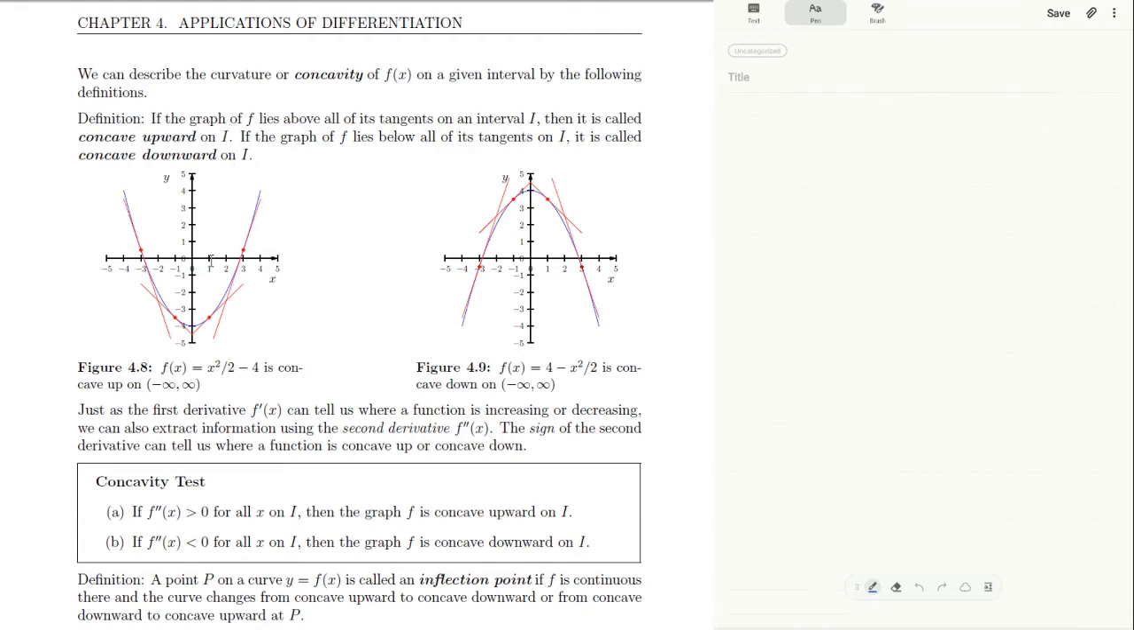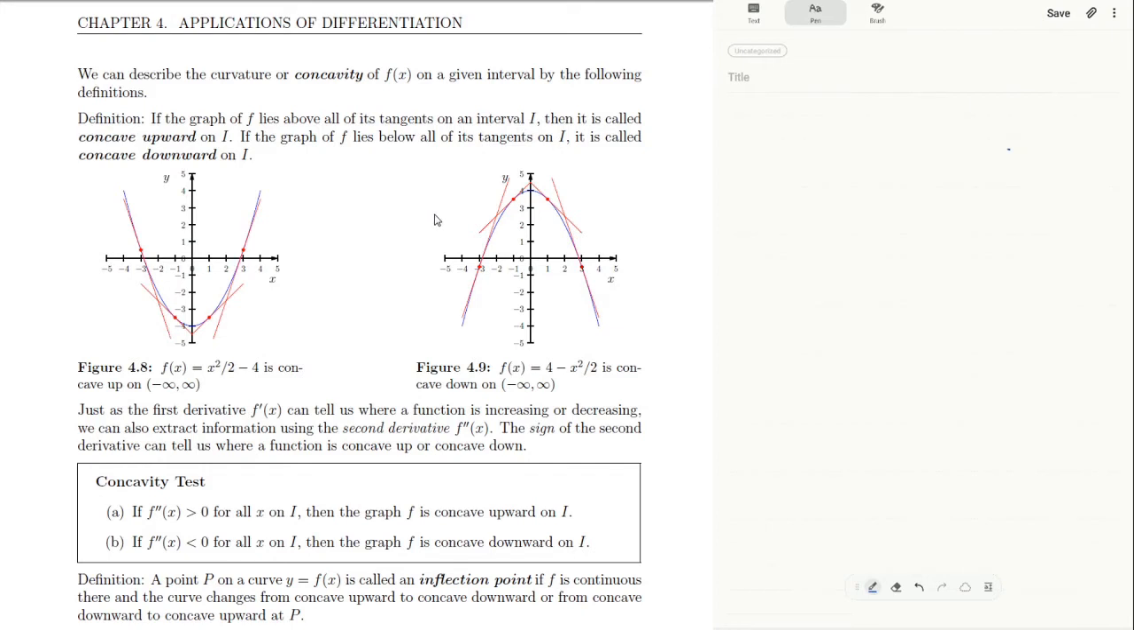So in the example on the left, we have the parabola x squared over 2 minus 4, and this graph is concave up on all real numbers. And so what this means is that if we were to draw all of the tangent lines to this curve for every real number, then what we notice is that the function will sit above all of its tangent lines. And so the graph of x squared over 2 minus 4 is concave up on all real numbers.